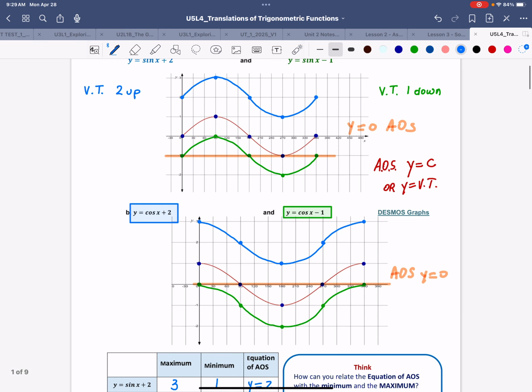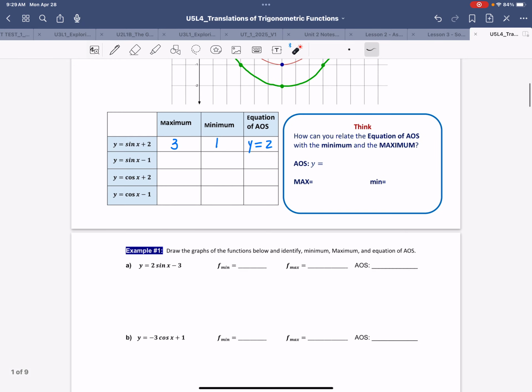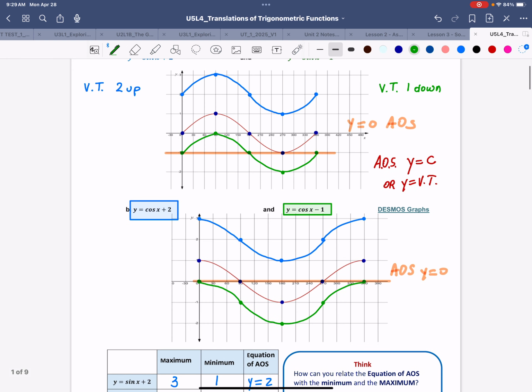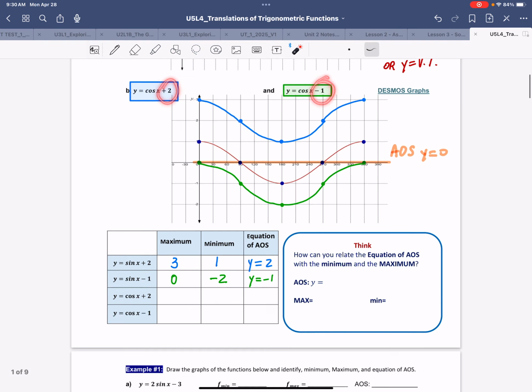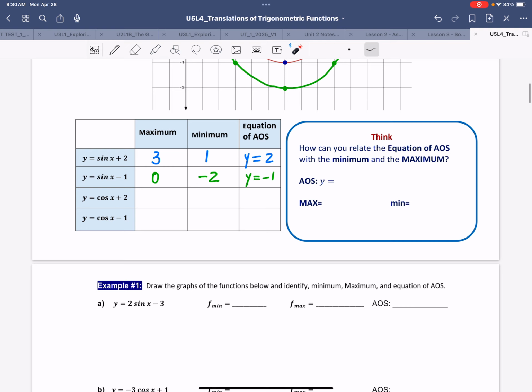Now, for the next function, the sine curve right here, we see that the maximum is 0, the minimum is -2. And the equation of the axis of symmetry has been brought down to y equals -1, so right here. So we're going to say that the same thing happened for the cosine function. We use the same translations for both of them. The only thing that changed was the curve, sine or cosine.